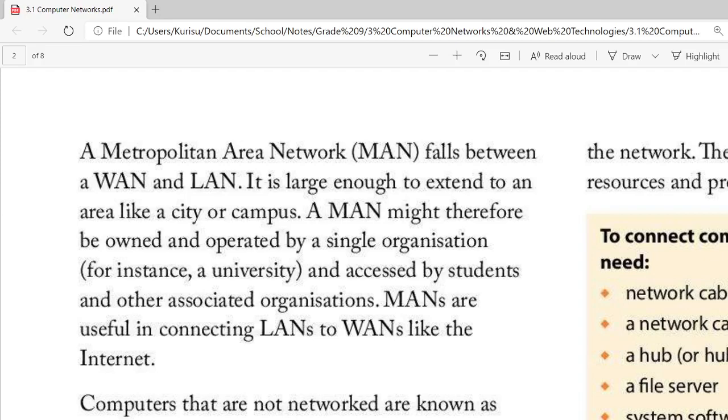Now, usually that configuration is owned by a single organization, but that is not always the case, because multiple organizations can come together and connect their networks to each other, and thus form a MAN. But usually it's done by one organization because they want the information to be basically private. So only that one organization would be able to access that network.